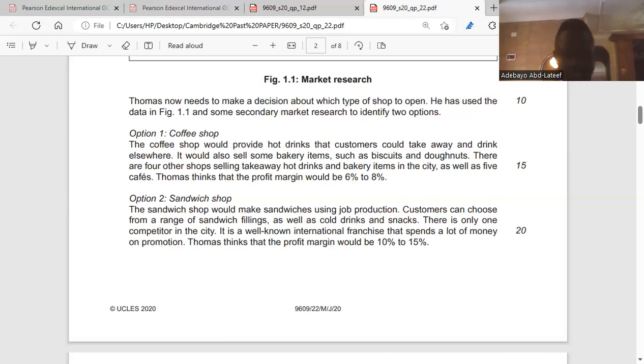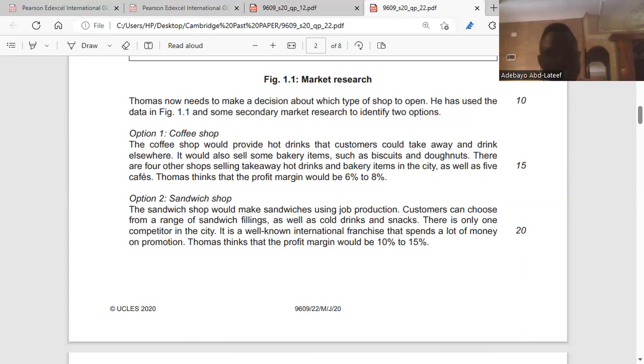So the third point is that the problem about having a coffee shop is that the profit margin is lower than that of a sandwich shop. It has 6% to 8%, and sandwich has 10% to 15%. So it has a low profit margin. That's the third point.